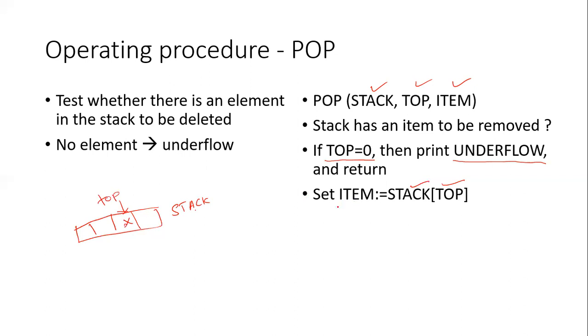And where will it be loaded? It will be loaded onto the item. What do we have to do next? When you remove it, we have to decrement the top pointer by 1. So we set top is equal to top minus 1 in order to decrement the top by 1 from the current value. Then finally we can return from the program. So this is the pop instruction.